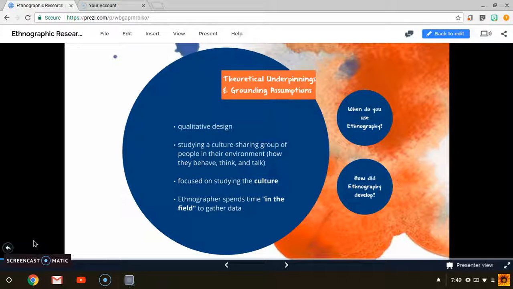Researchers, called ethnographers, spend time in the field to gather this data, focusing on studying the culture. Ethnographers engage in fieldwork where they spend time in the identified environment with the culture sharing group to observe and collect data.